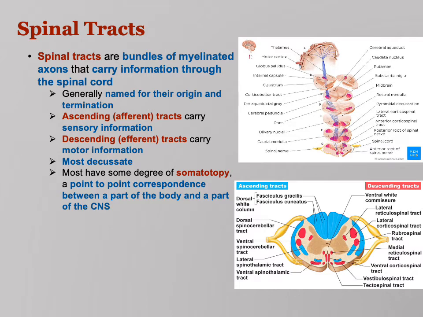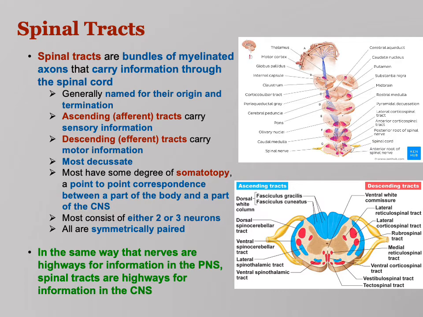Most have some degree of somatotopy, which we've talked about before, that point-to-point correspondence between a part of the body and a part of the CNS. In other words, as the information comes in or goes out, it's grouped, both on the part that's doing the sending and on the part that's doing the receiving. There's a correspondence between parts. Most consist of either two or three neurons, which we'll see in just a moment. They're all symmetrically paired, so they occur both on the left and on the right. There are none that go right down the middle.